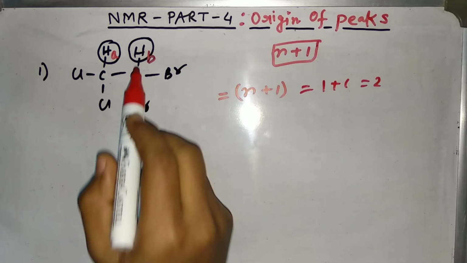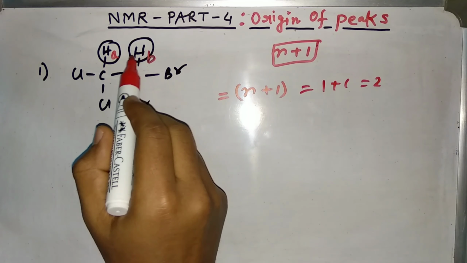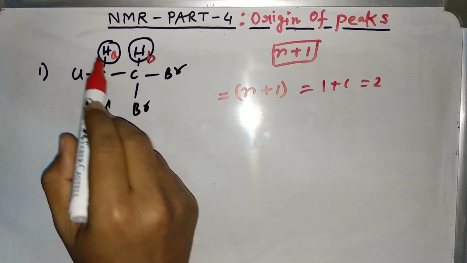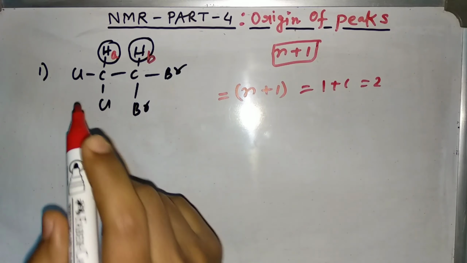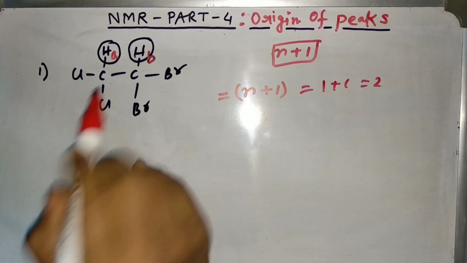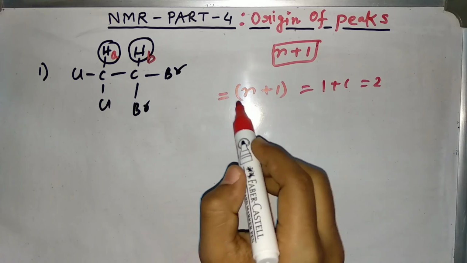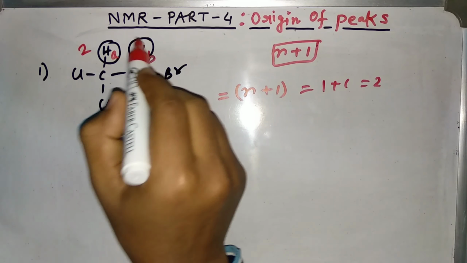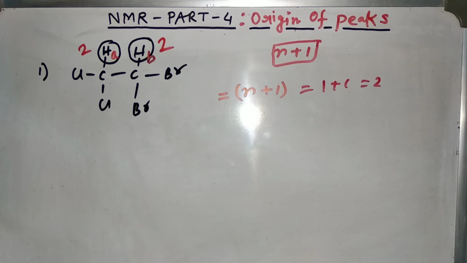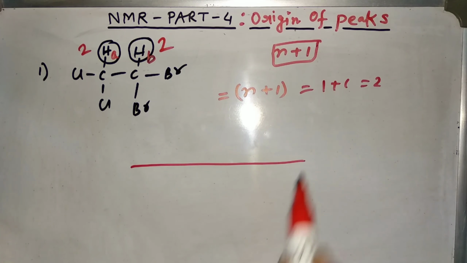Total 2 peaks. Similarly, HB will couple with HA, so it will also give 2 peaks. So for HA that will give 2 peaks, and for HB that will give 2 peaks. So the peak will be like this.